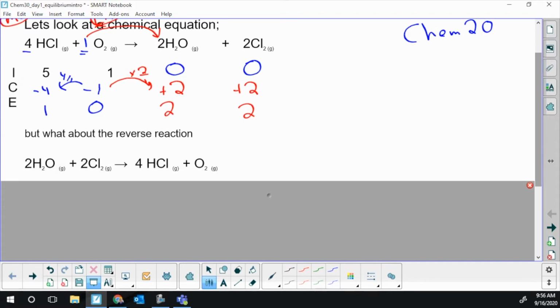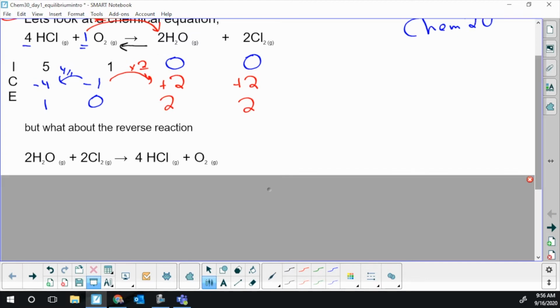Okay. Could water bump into chlorine gas and make some hydrogen chloride gas and oxygen gas? Okay. In this unit, we're just going to study those reactions that yes, the reverse is possible. Not only can the reaction go forwards, but it can then go backwards. And we're going to find out where it ends at. What amount of chemicals do we have at the very end?